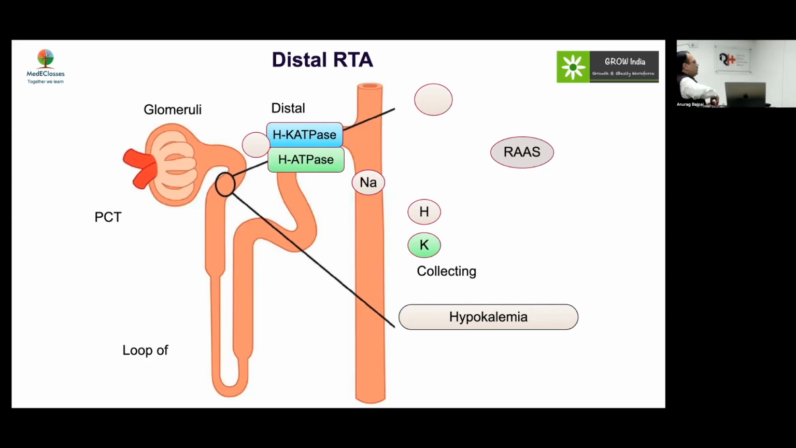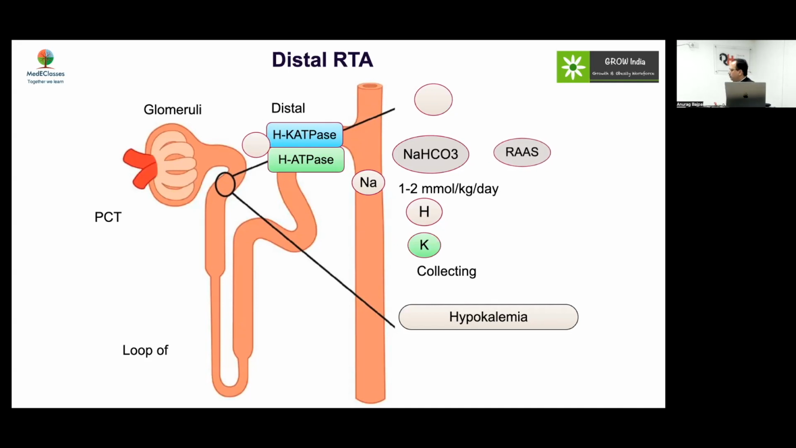So distal RTA, basically the problem is that you are not able to excrete the proton, or there is a back diffusion there. So what you need to do is give a lower dose of soda bicarbonate. And as you improve that, the intracellular acidosis improves, and because of which the potassium excretion goes down. So while your hypokalemia is there, it will actually improve with that.